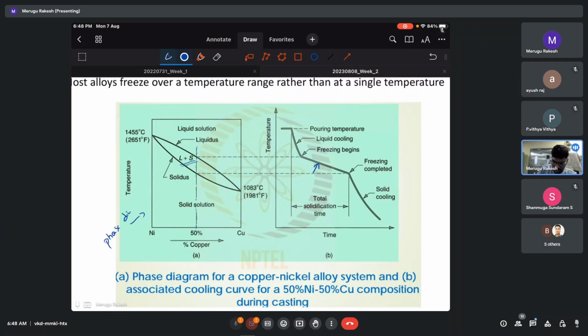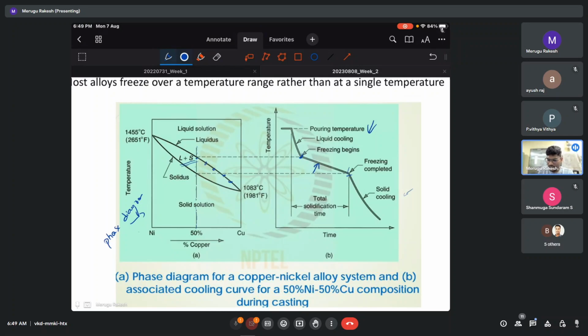How is this constructed? We'll do this experiment with 50%, with 10%, with 20%. Then we will take these points and put them here, here, here, here. Then we'll join them, and that is how we get these phase diagrams. So this is the nickel copper phase diagram. For a particular concentration, that is at 50% copper, we get this type of solidification curve. The rest everything will be similar except this freezing zone, which consists of liquid and solid.